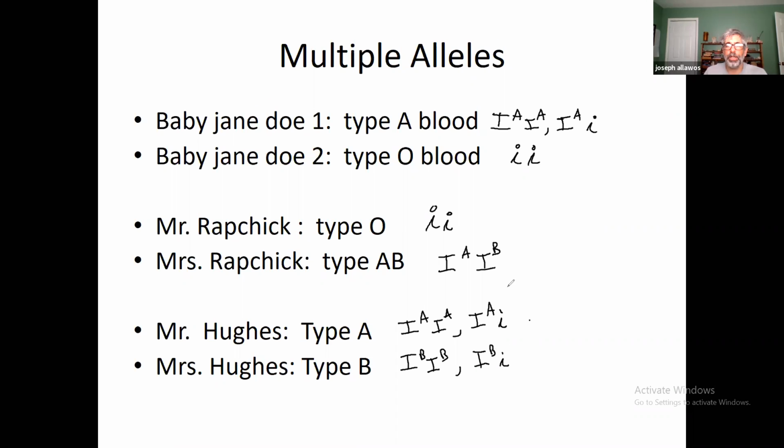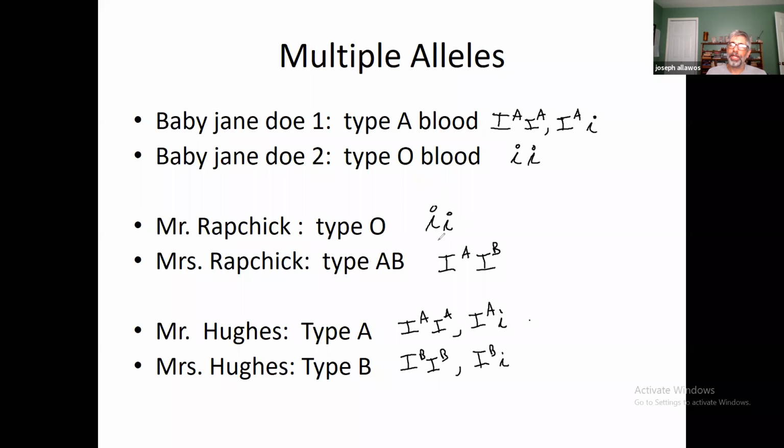So can we do it? Can we determine which baby goes with which set of parents? And you might look at this and see 2 little eyes here and 2 little eyes here and say, oh yeah, baby Jane Doe 2 goes with the Rapchicks. That would be an incorrect assumption. Can you think of why?